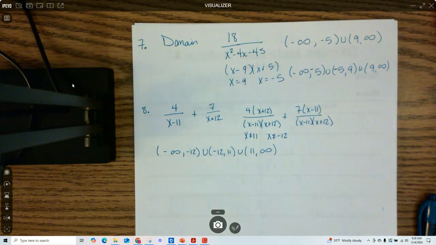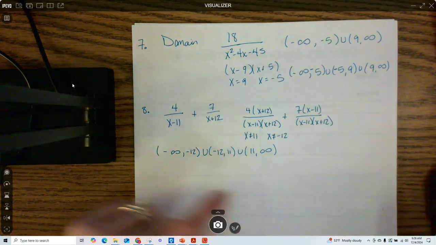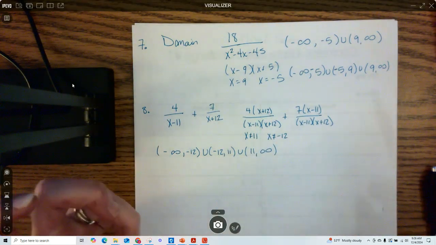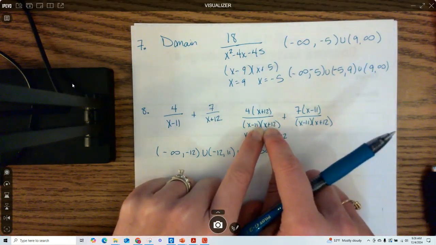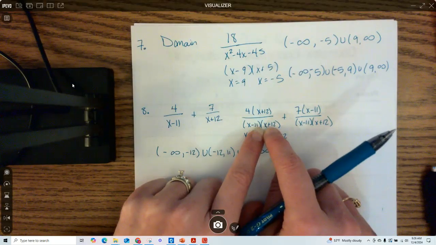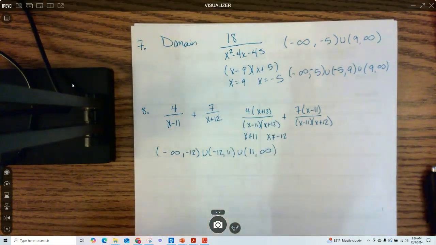Yeah, so it's finding whatever the bottom can equal. That's pretty much it. And so, like I've always taught kids this, to do this, not to expand it out, because they're already in factored form, so it's easy to find your zeros.